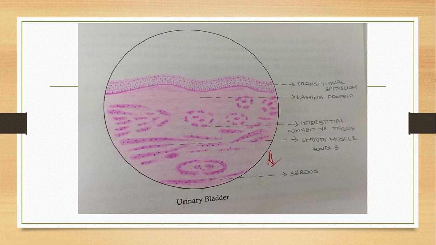There is a presence of the same structures as in the ureter: the connective tissue, the loose areolar tissue, the adipose tissue and fat lobules, the lymphatics, the blood vessels and the nerve endings of the urinary bladder. So this is all about the histology of the urinary system. Thank you.